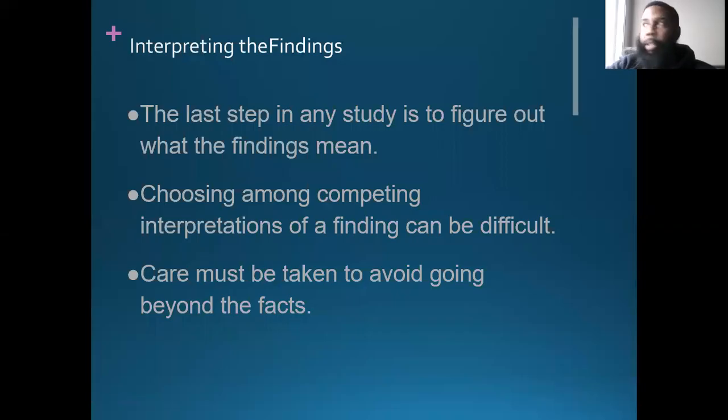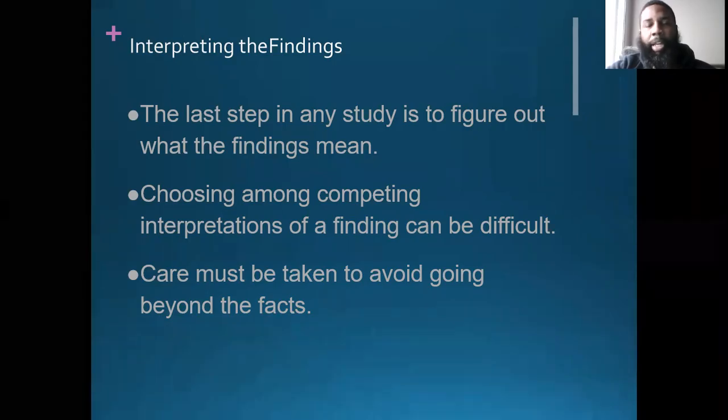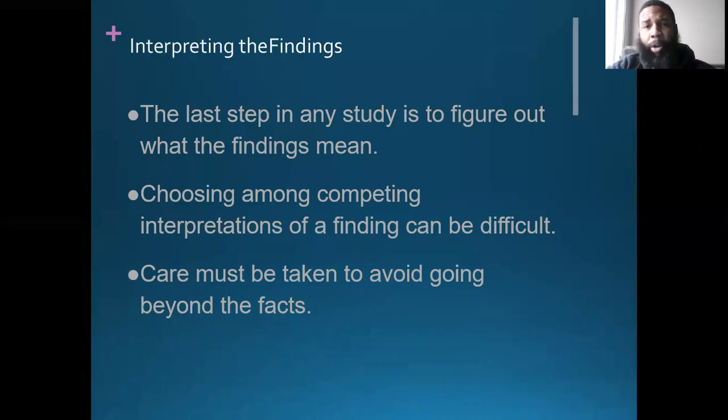So the last step in any study is to interpret and figure out what your study actually means, right? So you've got to choose between competing interpretations, and you have to make sure that you don't go beyond what the numbers tell you. Numbers will give you a set of observations. You cannot go beyond those to make other ideas as to what your study means. You must stick to the data.